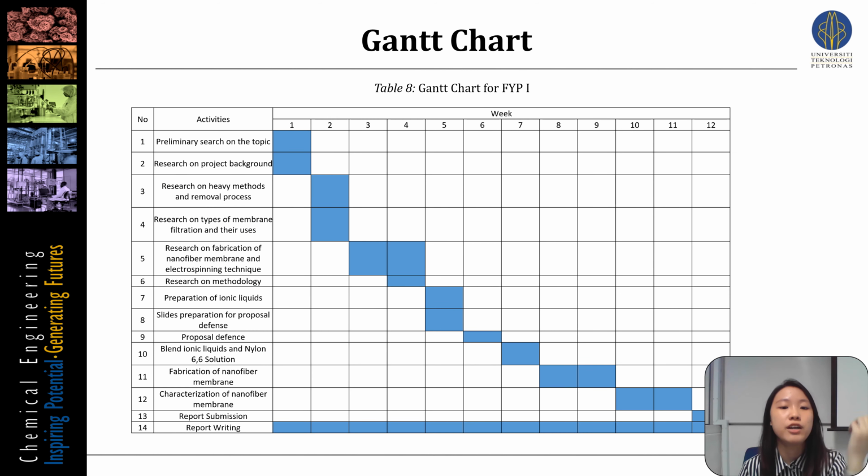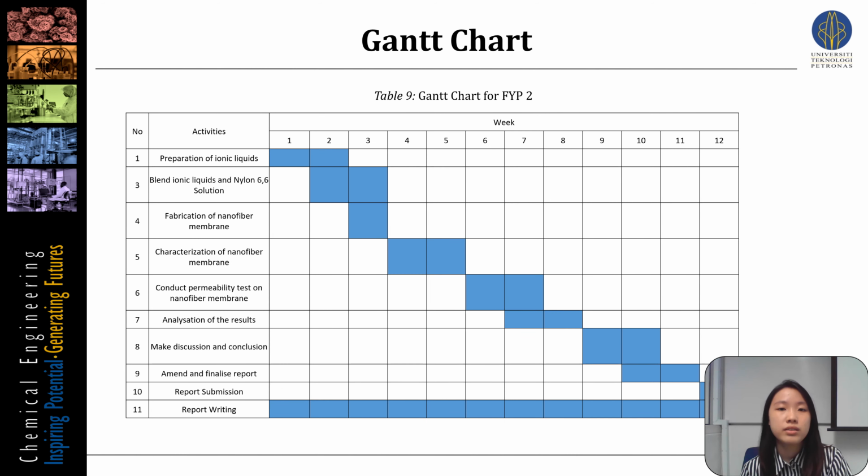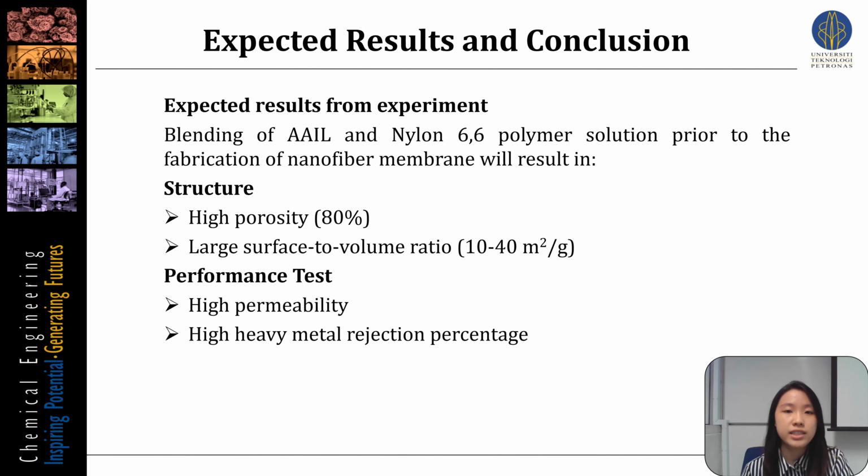So this is the Gantt chart for FYP 1, and this is the Gantt chart for FYP 2. Both these Gantt charts are to ensure that I finish all my tasks on time. Lastly, the expected results from this project will be viewed from 2 aspects. Firstly, in terms of structure, I hope to achieve a high porosity and large surface to volume ratio for the nanofiber membrane. Second, for the performance, the nanofiber membrane is expected to have a high permeability and high heavy metal rejection percentage.